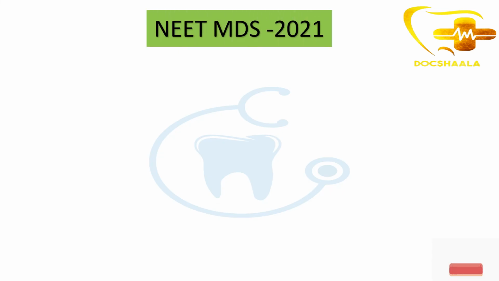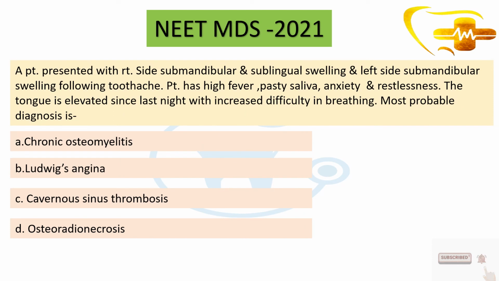Then coming to the question asked in the NEET MDS 2021 exam, it was a clinical question. A patient presented with right-sided submandibular and sublingual swelling and left-sided submandibular swelling following toothache. Here itself we can say it is presenting bilaterally. The patient has high fever, pasty saliva, anxiety and restlessness. The tongue has been elevated since last night with increased difficulty in breathing and the airway is compromised. The most probable diagnosis, bilaterally involving submandibular and sublingual spaces, is Ludwig's angina.